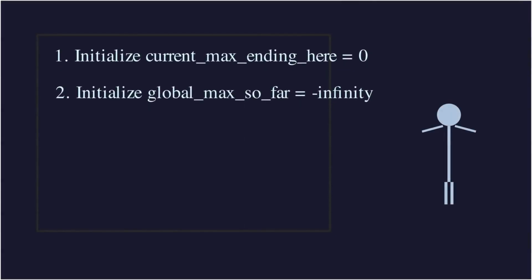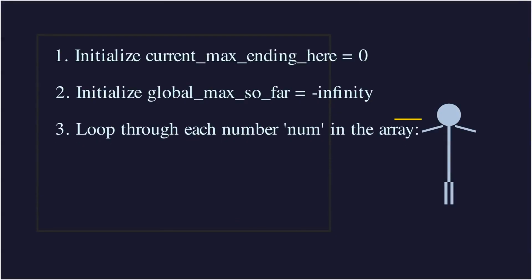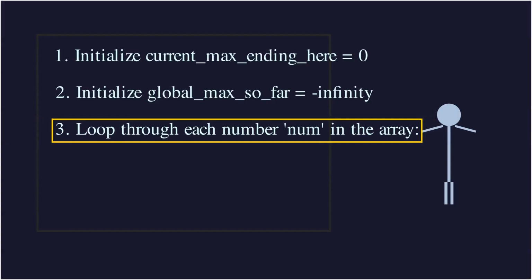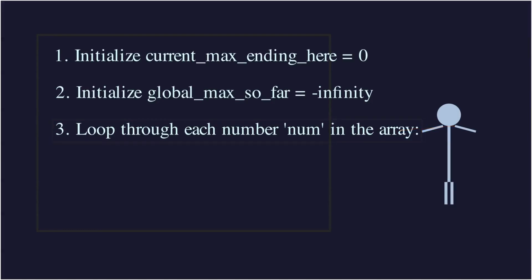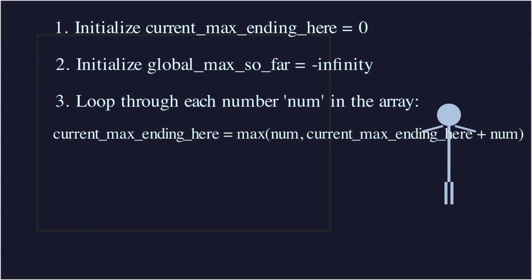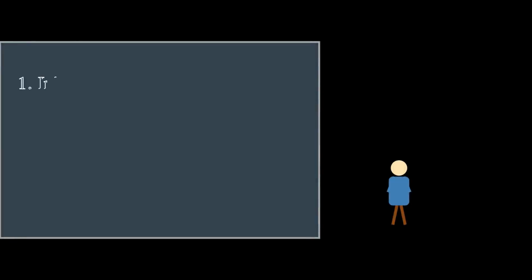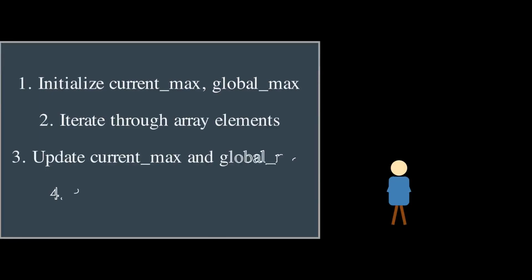Then, we iterate through each number in our array. Inside the loop, for each num, we update current max ending here. It is the maximum of either starting a new subarray from num itself, or extending the existing current max ending here by adding num to it. And crucially, we update global max so far. It is simply the maximum between our current global max so far and the current max ending here we just calculated. Finally, after the loop finishes, global max so far holds our answer.